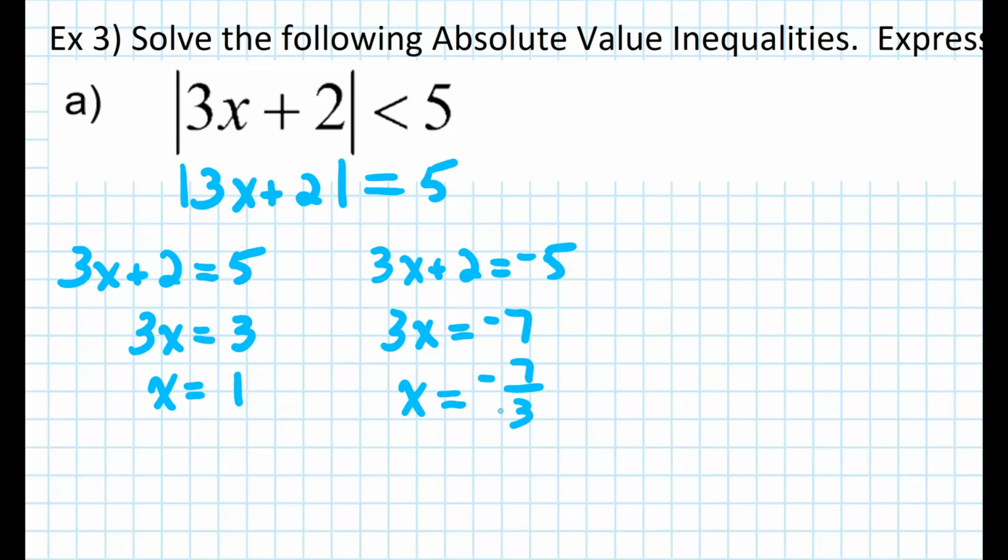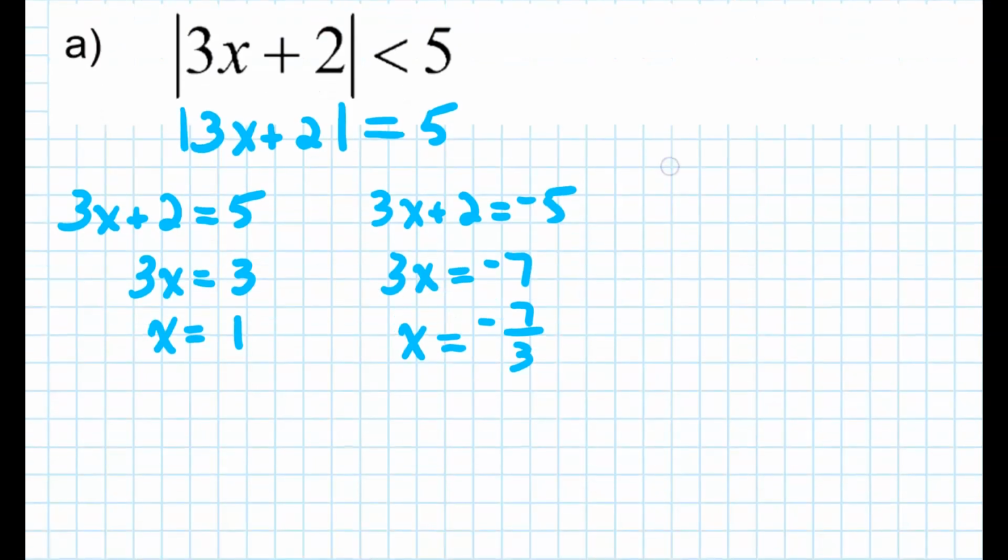But since I started with an inequality, what I have to do now is think about my number line. I'm going to mark 1 over here, and I'm going to mark negative 7 over 3 here. Does this have to be to scale? No, just need to have them in the right order. It's a less than sign, so when I mark these two points, do I want an open circle or a closed circle? Open circles.